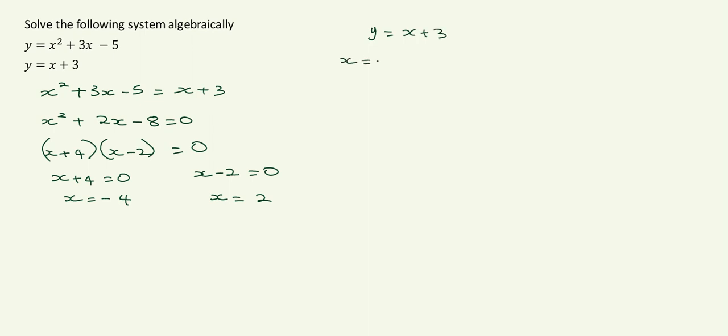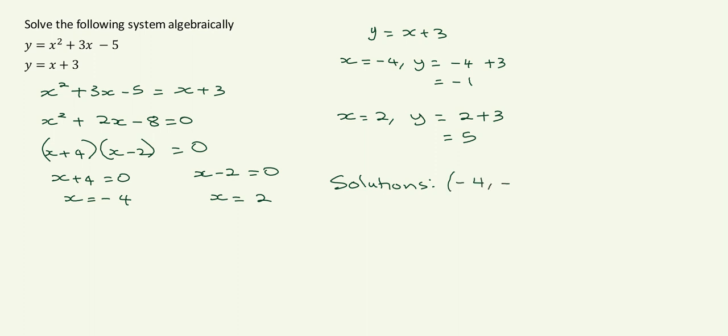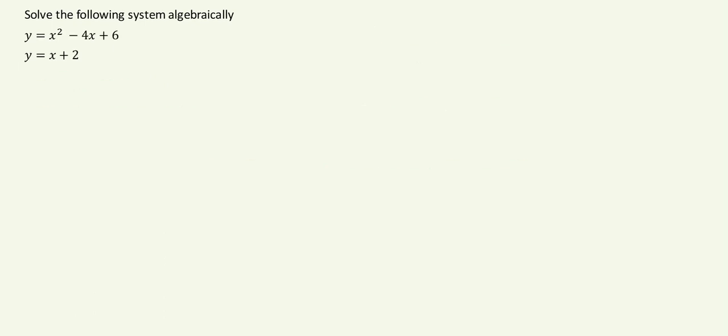So x equal to negative 4, y equal to negative 4 plus 3, which is equal to negative 1. X equal to 2, y equal to 2 plus 3, which is equal to 5. So the solution to the system, we have two solutions. We have negative 4, negative 1, and then we also have 2, 5. So this is the solution to the system. Let's take a stab at another example.